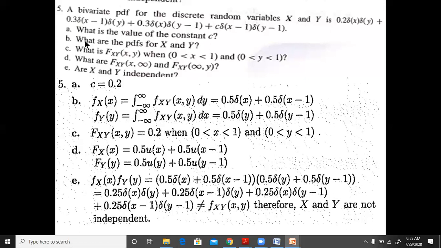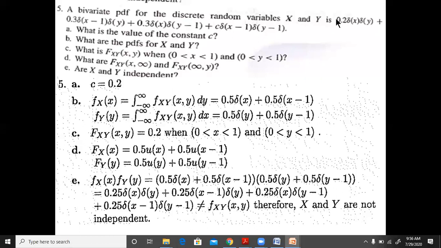Then what are the PDFs for X and Y? The PDF for X is f_X(x) equals the integral from minus infinity to infinity of f_XY(x, y) dy. If you substitute the value of f_XY and integrate with respect to y, the integral of this term turns out to be 1. The integral of this term also turns out to be 1. This one will remain as it is, and this will also turn out to be 1.